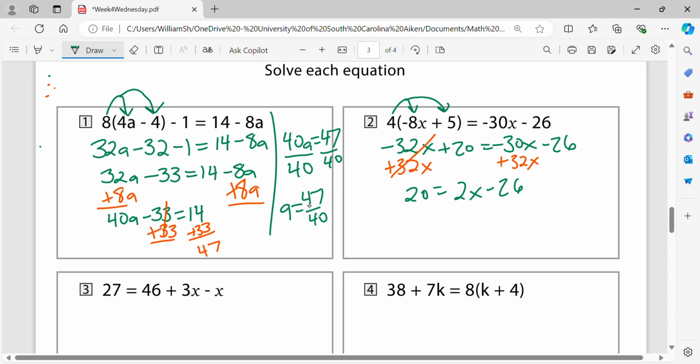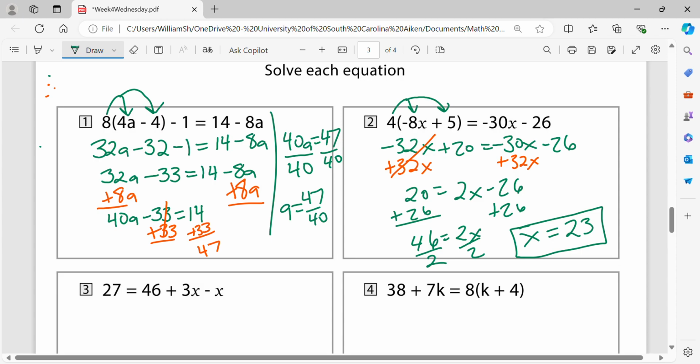All right, I still need to solve for x. So I'm going to add 26 to the other side. 20 plus 26 is going to give me 46. So 46 equals 2x. I'm then going to divide by 2 to get x by itself, so that I have x equals 23. And that is our answer for number 2. A lot more steps here, a lot more complicated, but still very manageable.